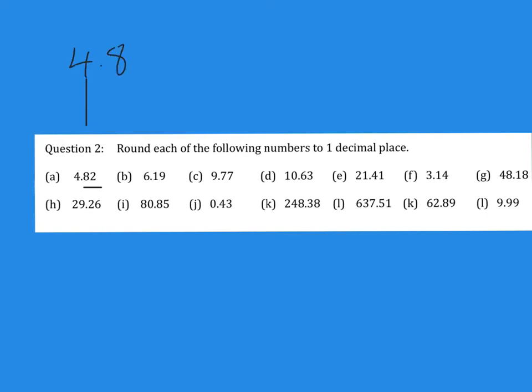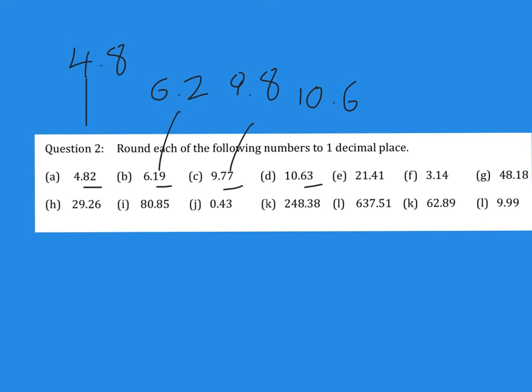Okay, the 6.19. I'm focusing on 19. Is it closer to 6.1 or 6.2? Well, 19 is closer to 6.2. 9.77, so the 77, is it closer to 9.7 or 9.8? It's closer to 9.8. 10.63, is the 63 closer to 10.6 or 10.7? Because it's 3, below 5, you round down, so it's 10.6.